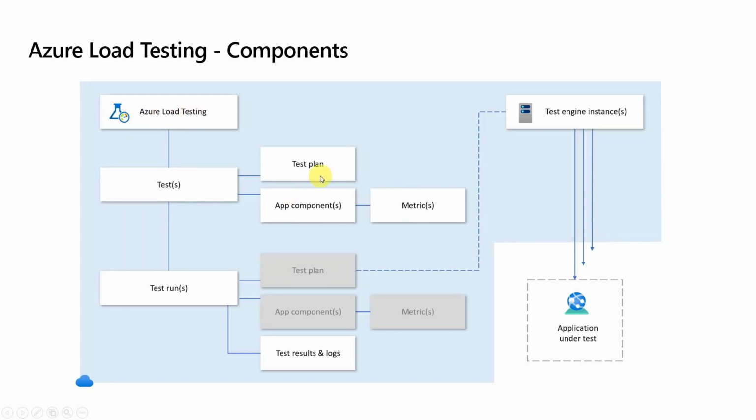So this is all configuration, this area, right? We need to create a test, of course. Creation and modification is also possible. We need to create all these configurations, and then we can run this multiple times. So when you run the test plan, basically what it does is it gives us test results and logs.